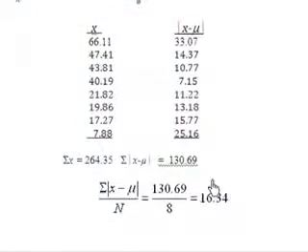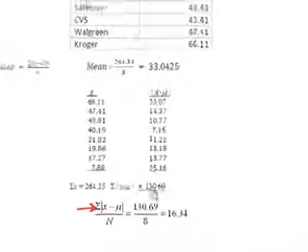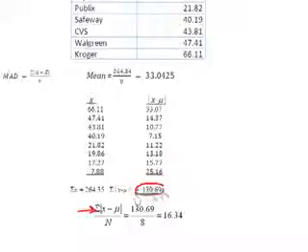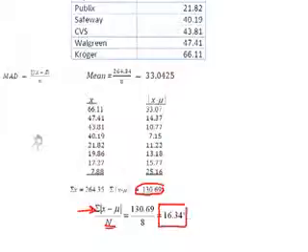16.34, hopefully everybody's math agrees with mine. It's the sum of the distance each individual value falls from the mean added together. So that 130.69 divided by n, which was 8, gives me 16.34 for the value of my mean absolute deviation.